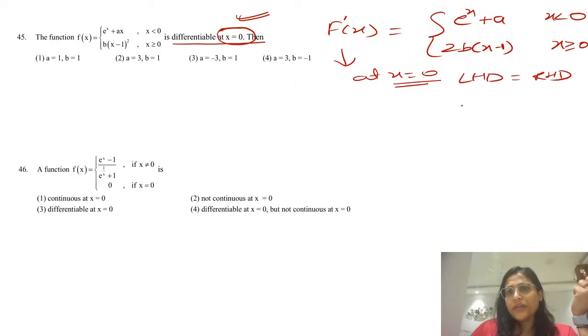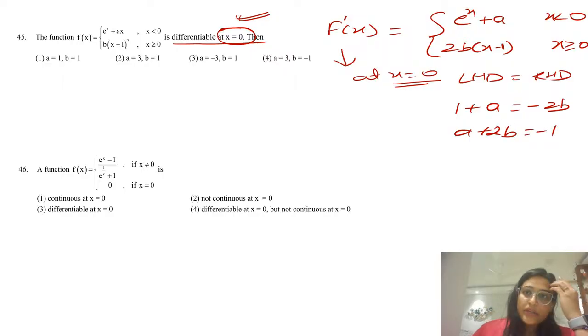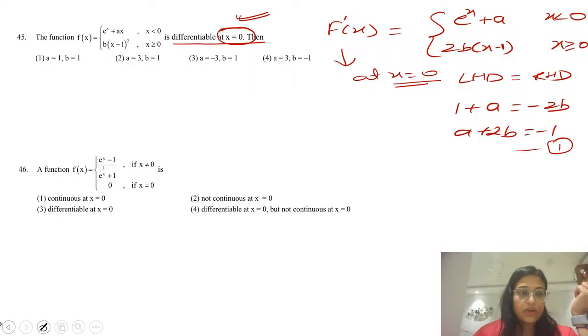Put 0 here. 1 plus a is equal to minus 2b. So a plus 2b is equal to what? Minus 1, is it? E to the power 0 is 1. Yes, 1 plus a is equal to minus 2b, because when I put 0 here, perfect. So a plus 2b, when I bring this side, this will go this side. Let's assume this as equation 1. Now come to the next.